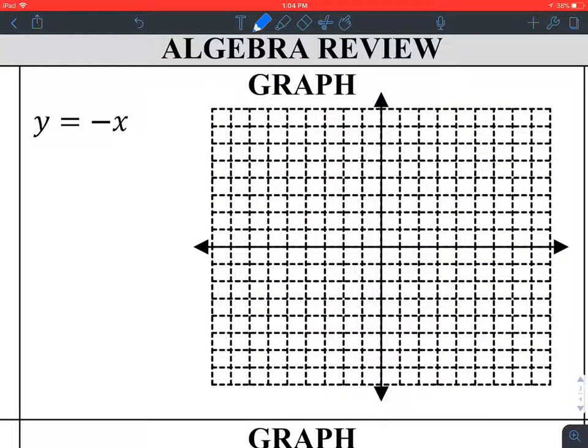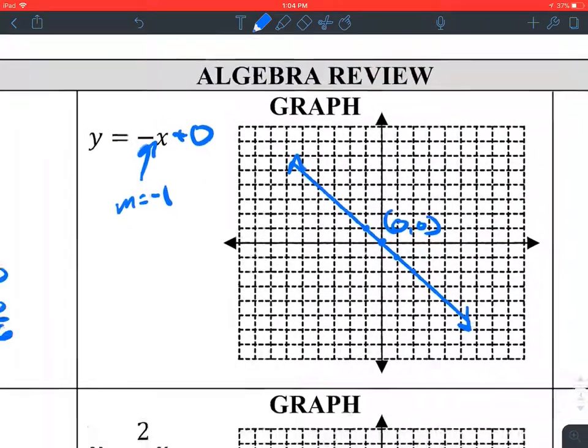Graphing this, the y-intercept here is 0, and the slope is -1. You don't need to show that work. I'm just pointing it out. So there's the y-intercept. The slope, we go to the right one and down one, or we can go up one and left one. Connect those with a nice straight edge. And this is the equation of the line y equals -x. Notice the slope is negative, and the y-intercept is 0. I've been asking you to label your y-intercept.